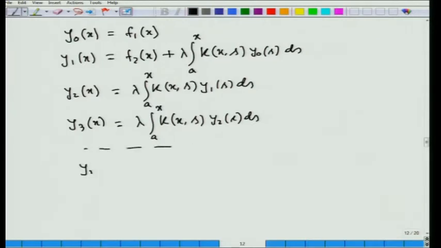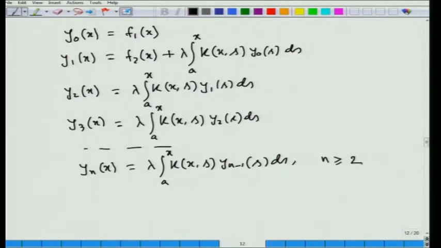So, that means, general iterates will be yn(x) is equal to lambda integral a to x k(x, s) yn-1(s) ds. Now, here this iterated formula is valid for n greater than or equal to 2.